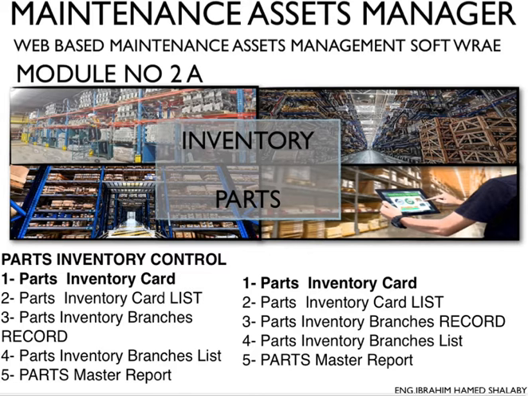Module number 2A. Parts Inventory Control. It contains the following records, lists and reports to manage your inventory parts. Parts Inventory Card. Parts Inventory Card List. Parts Inventory Branches Record. Parts Inventory Branches List. Parts Master Report.